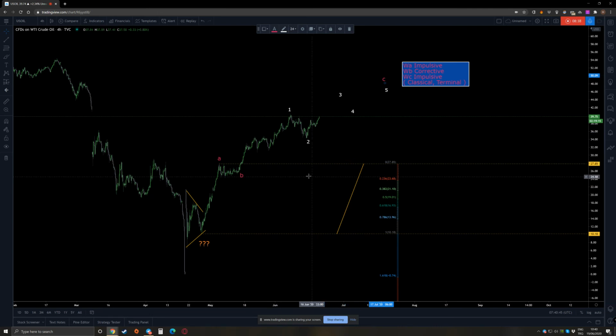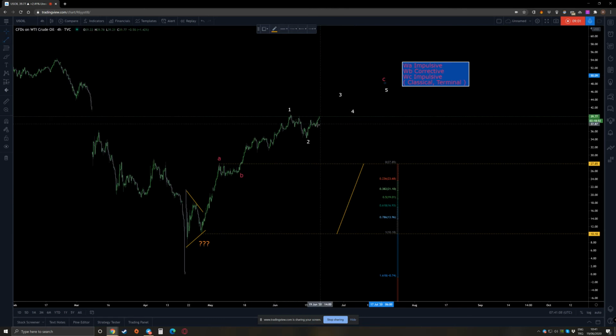Now, if you watched my videos before, wave A and wave C have to be similar in time, or if not, the same. But if the wave C is a terminal move, then you don't need it. You don't need it. No. So, now we are in wave 3 as of now.